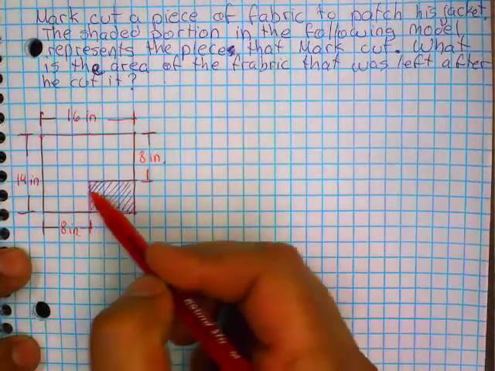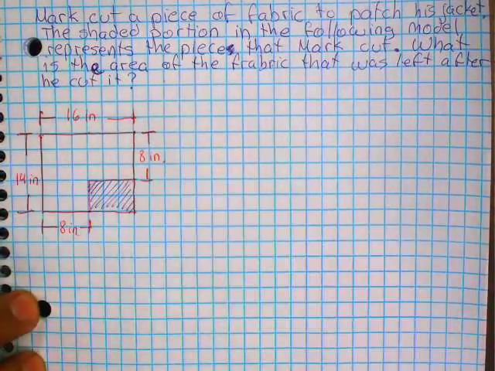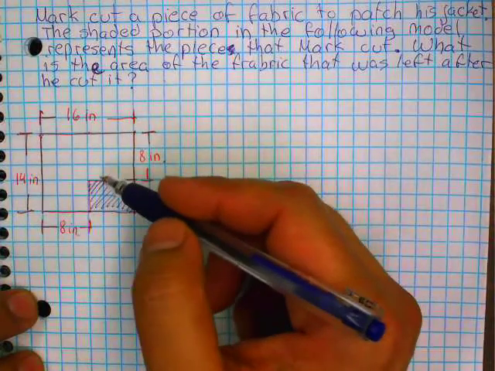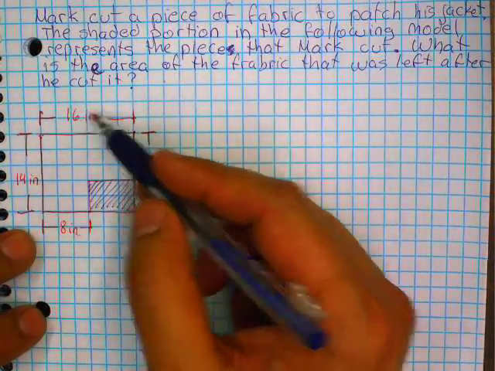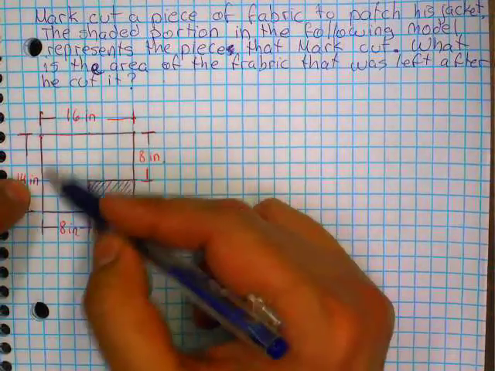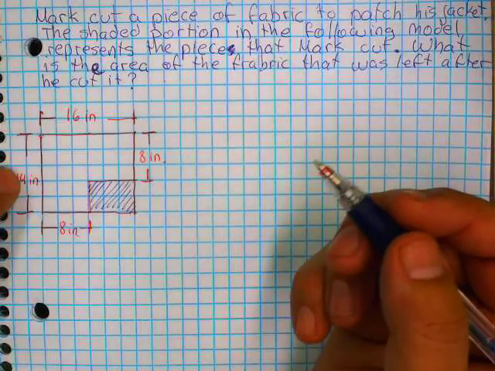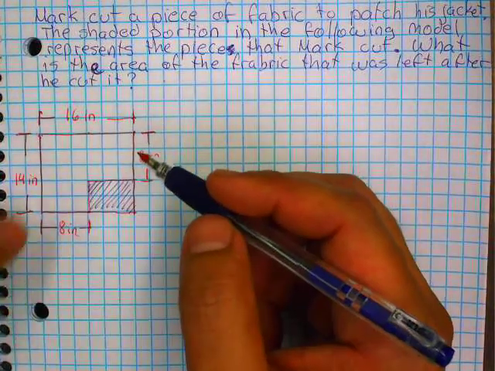So I need to know what is the area of what is not shaded, this part over here. Okay. So there's two ways that I can do it. Like we've seen before, what can I do to find the area of this piece? What would be the first thing? I can add. If I want to add, what would I have to do with my shape?